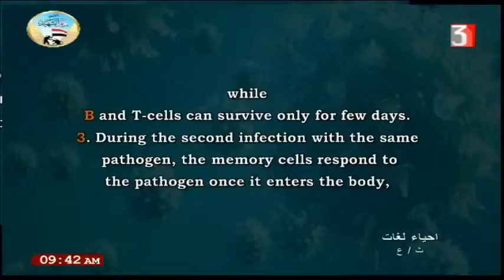While B and T cells can survive only for a few days. During a second infection with the same pathogen, the memory cell responds to the pathogen once it enters the body. This describes what happens to the human body if infected by two types, like measles and like influenza. With influenza, we can be infected many times during the year.